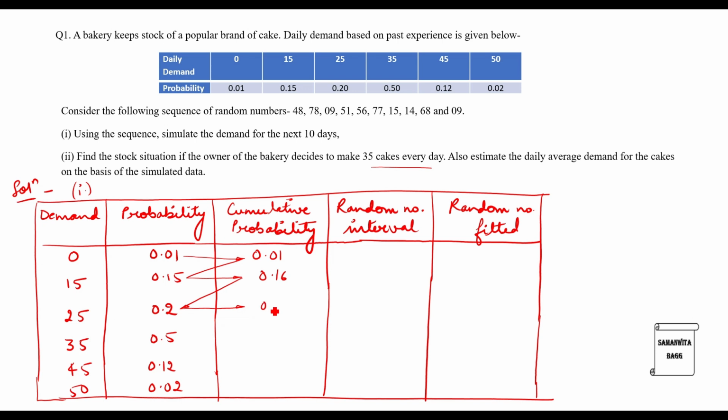To this value, I will add 0.2 and I'll place it over here. So this becomes 0.36. Again to this, I will add 0.5. So this becomes 0.86. To this, I'll add 0.12. So this now becomes 0.98. And finally, I will add 0.02 and this will always be equal to 1. As you know, the probability of anything happening is between 0 and 1. So the maximum value of cumulative probability will always be 1.